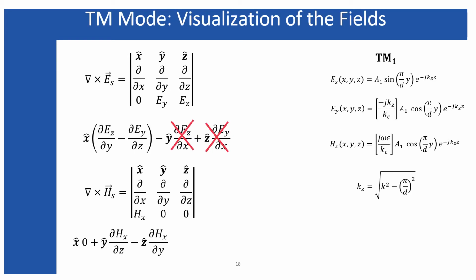Let's try to visualize the electric field and magnetic field for the TM1 mode. For TM1, the electric field is defined by its Z component and Y component only, and the magnetic field is defined only by the X component. And this is the wave number with which the wave propagates along the Z direction, and pi divided by d defines the cutoff wave number.